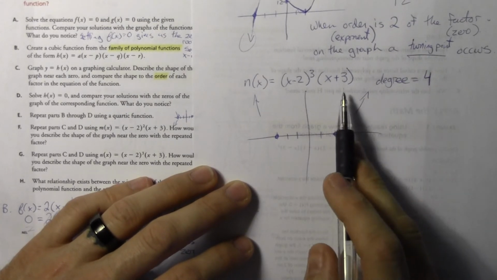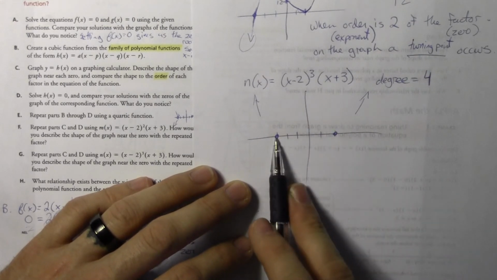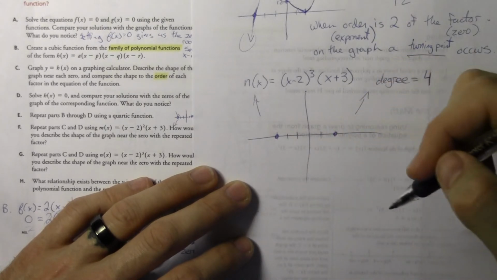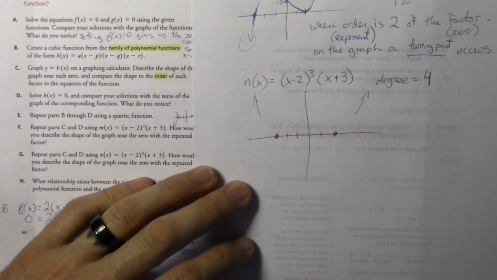Okay. Alan, at -3 over here, what's happening? It's going straight through. Yeah, it's going straight through.